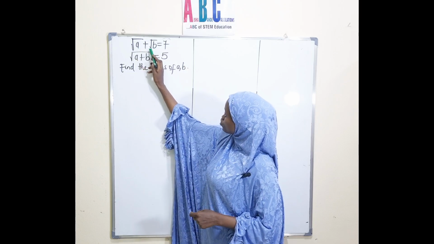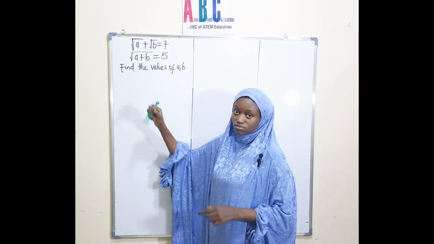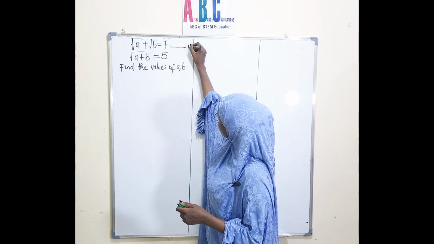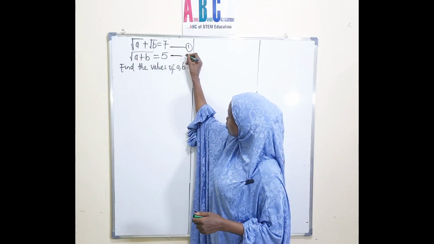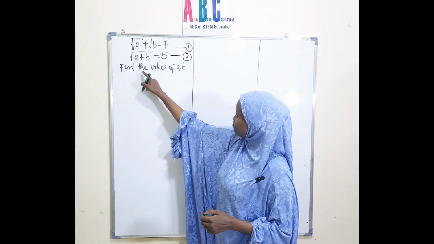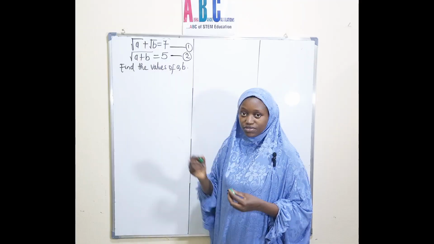Square root of a plus square root of b is equal to 7, equation 1. Square root of a plus b is equal to 5, equation 2. Find the values of a and b.